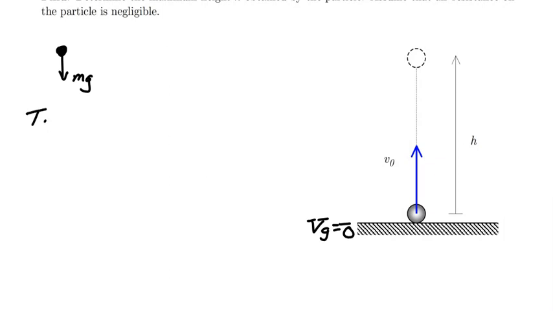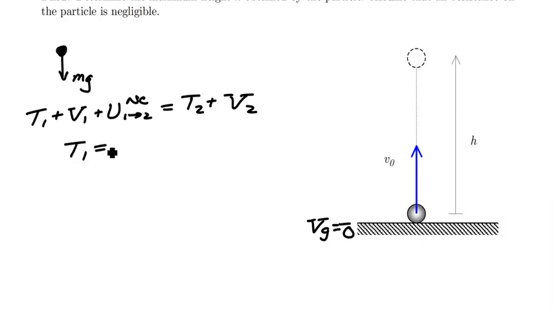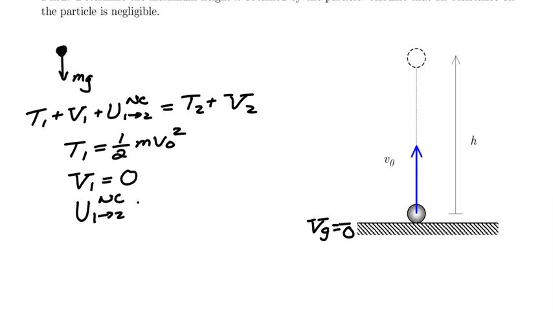Knowing that, I can say that the initial kinetic plus potential energies plus the non-conservative work done in moving from state 1 to state 2 has to equal the final kinetic energy plus the final potential energy. In this case, I can solve for each term. So T1, because the particle initially has speed v0, will simply be 1/2 times m times v0 squared. I'm going to add to this the initial potential energy, which since it's at the surface of the ground will simply be 0. There's no force here which contributes non-conservative work, so U1 to 2 non-conservative will be 0.